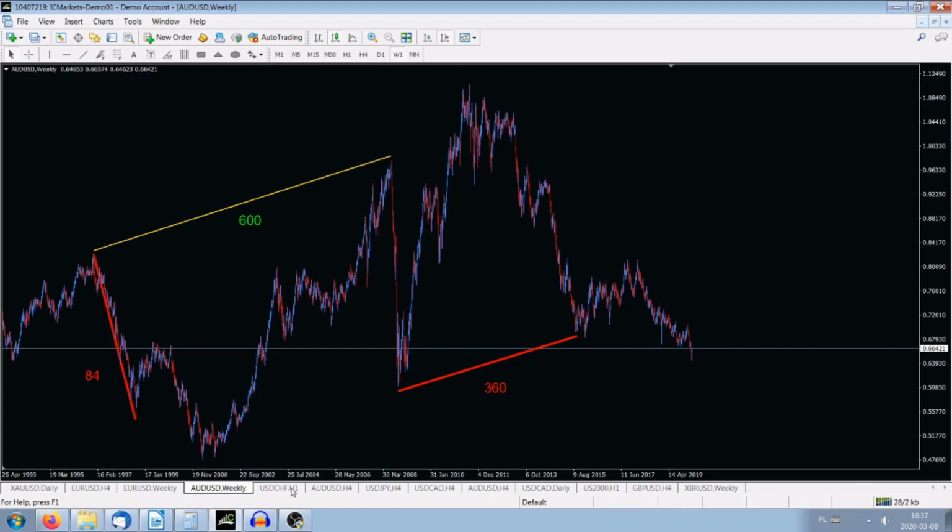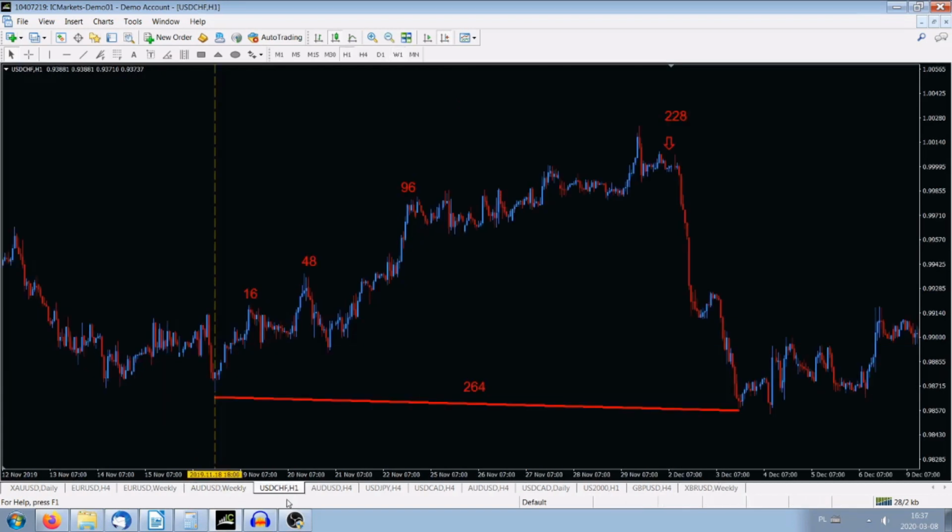It works on any time frame, like on this USD Swiss franc. You can see exactly after 60 candles, we got one top, 48 candles, we got another one, 96, 288, which is double 144, we got that turning point. 264 is another multiple of 12. We got this turning point.